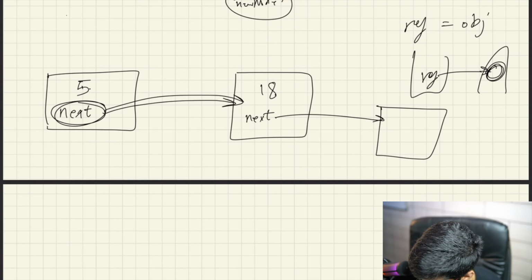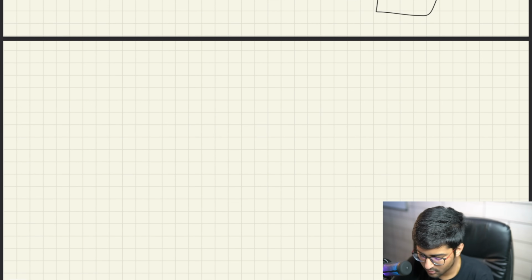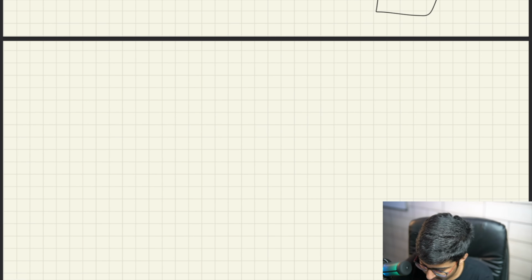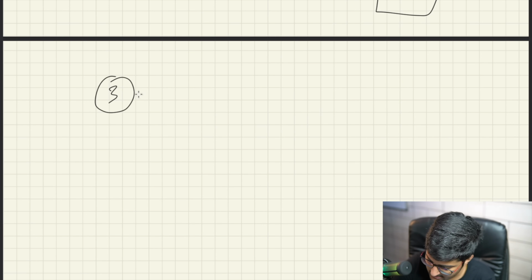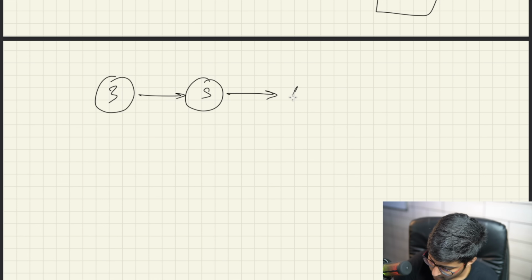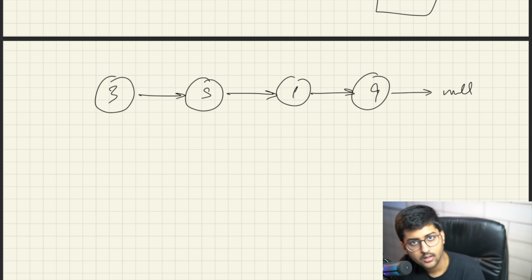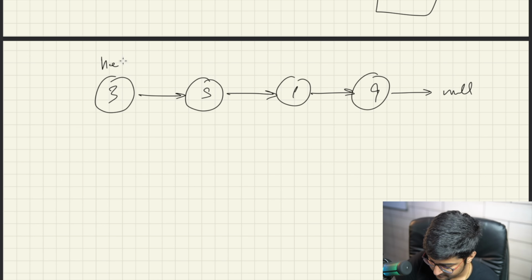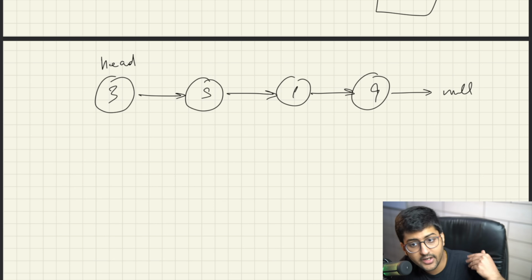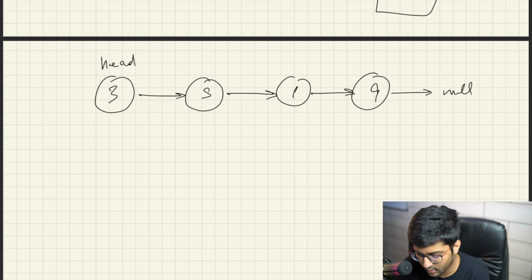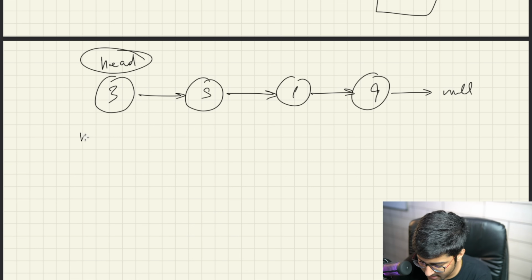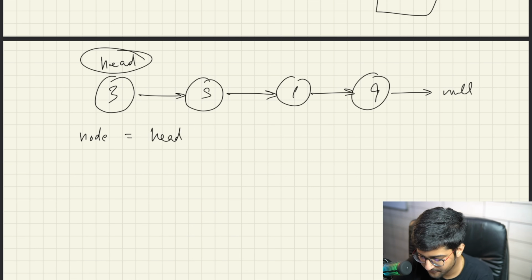Okay. Now the next thing. Kunal, what is head? So please try to think about it. This is 3. This is 5. 1. 9. Null. This is head. Whenever we traverse, whenever we move forward, we don't change the head. We actually say a temporary variable node is equal to head, and we try to move this thing, because this scope will be in the function only.